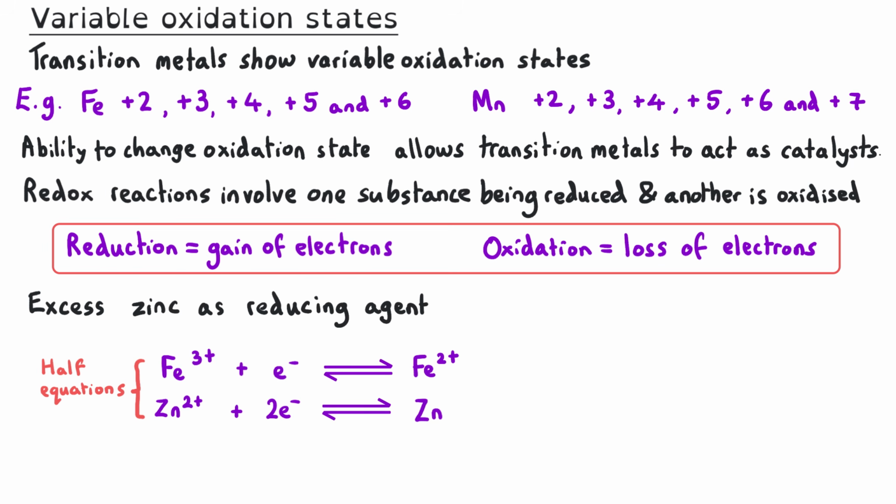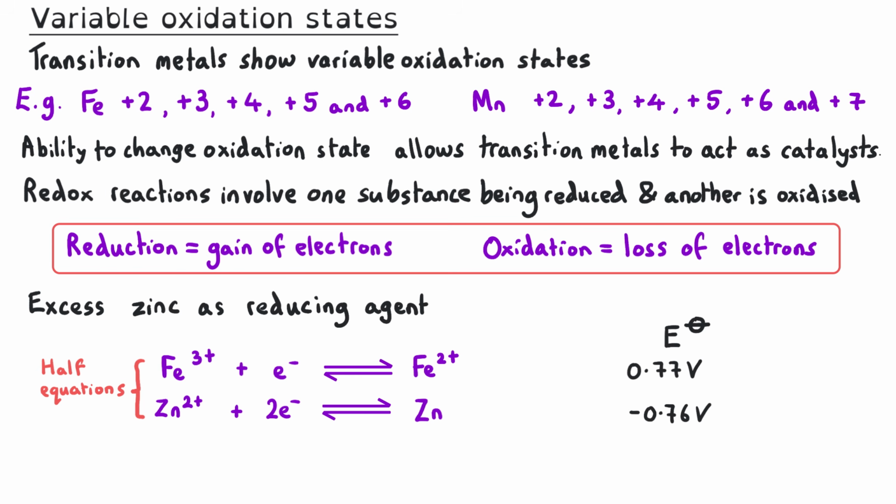For instance, if we take a look at these two half equations here, where you can see we've got the oxidizing agents on the left-hand side ready to gain electrons, these half equations are equilibria, which means they are reversible. And on the right hand side we have the reducing agents.